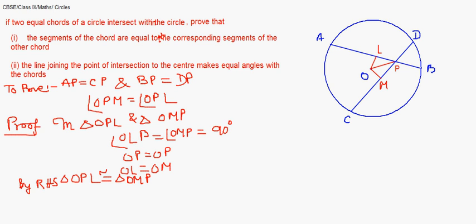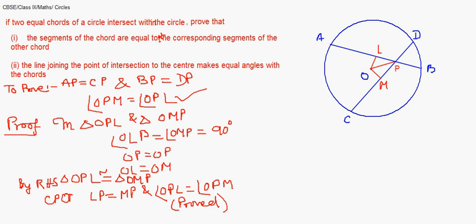Once we prove the congruency by CPCT, what do we get? By CPCT, I write, we get LP equals MP. We also get angle OPL equal to angle OPM. Right? This is this part which is now proved. Let's now move on to prove the other part.